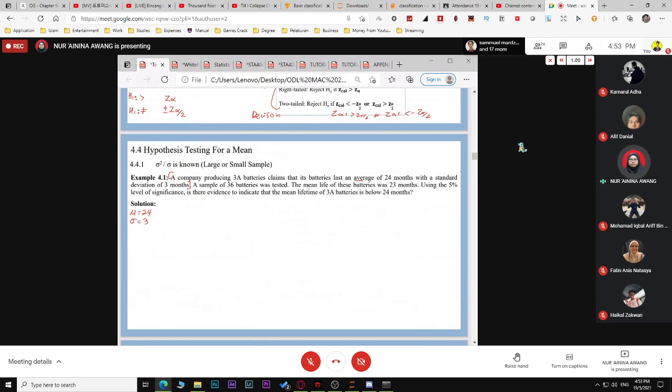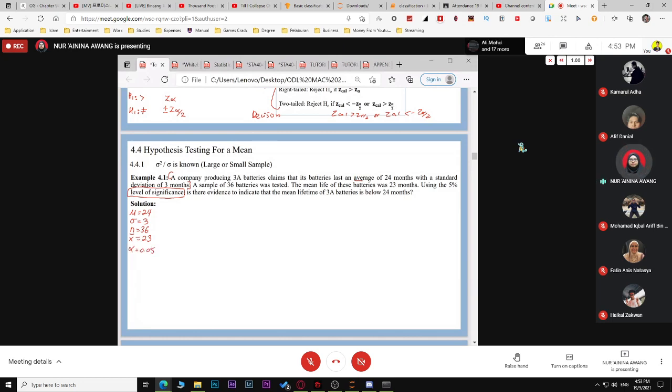Okay, and then barulah a sample of 36 batteries was tested. So that is your n. And then the mean life of this battery was 23 months. So the mean for sample, so your X bar. And then using 5% level of significance. So this is the keyword, level of significance. So you know that you need to do all the 5 steps. Okay, there is evidence to indicate that the mean lifetime of 3A batteries is below 24 months. Okay, dia suruh you test.